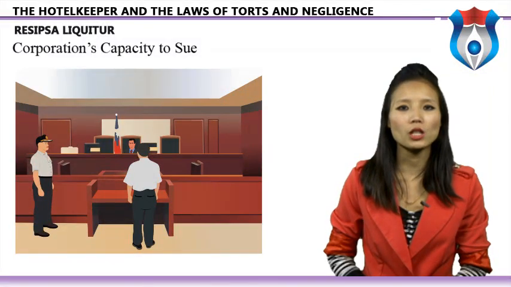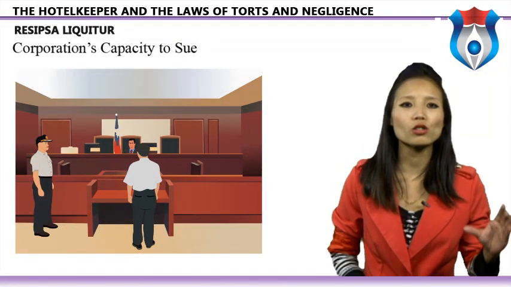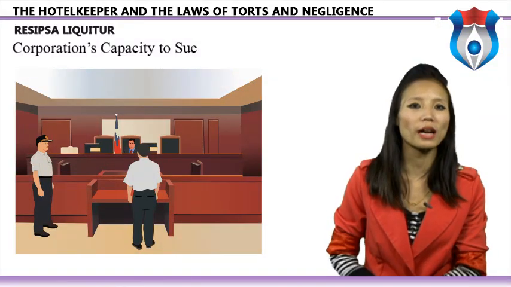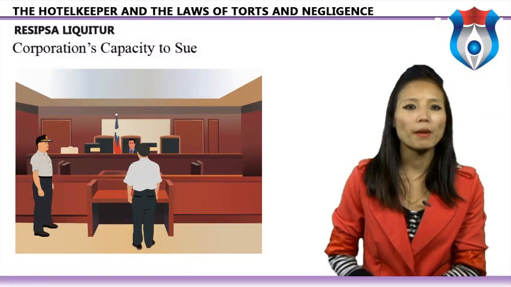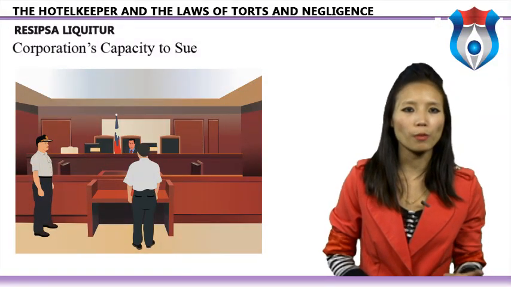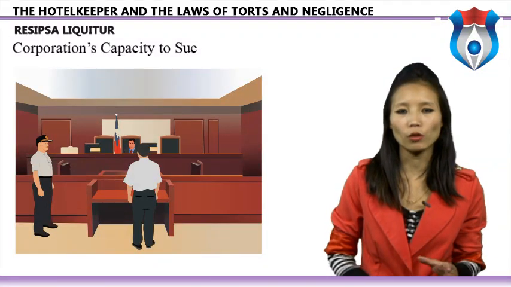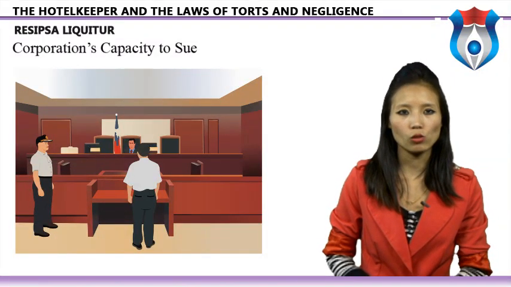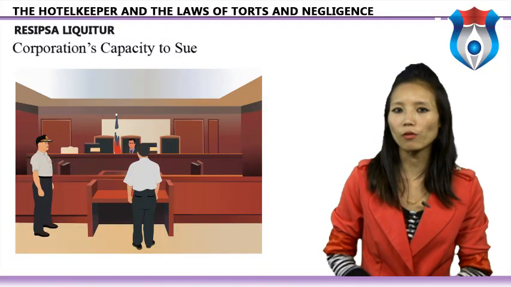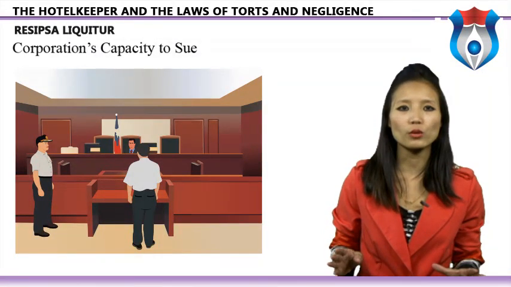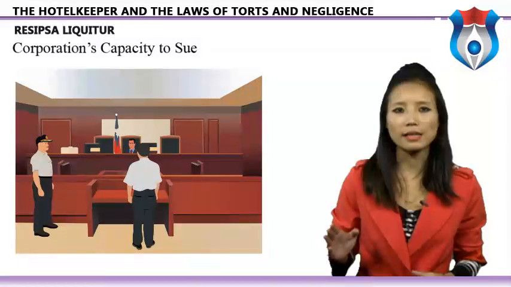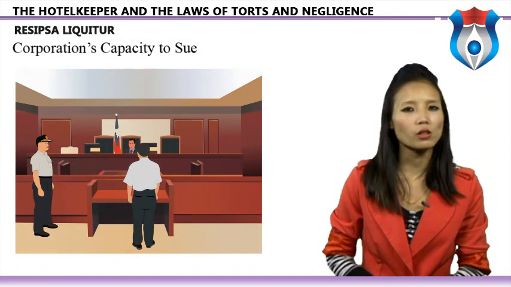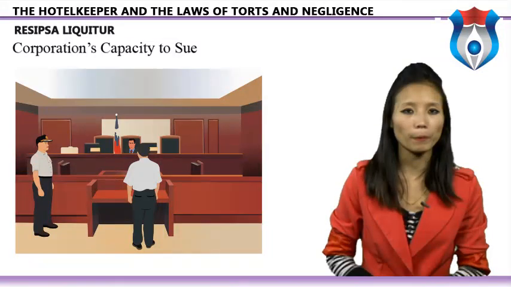Corporation's capacity to sue. A corporation can sue and can be sued just like an individual. A corporation can be sued for the wrongs committed by its employees during the course of employment or acting as agent for the corporation. But it is to be noted that the corporation can only be sued for the wrongs committed during the course of employment and not any duty which the employee performs as an individual at his home or a place other than his office, or simply not in his course of employment.